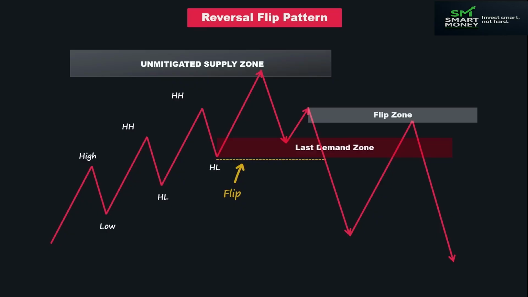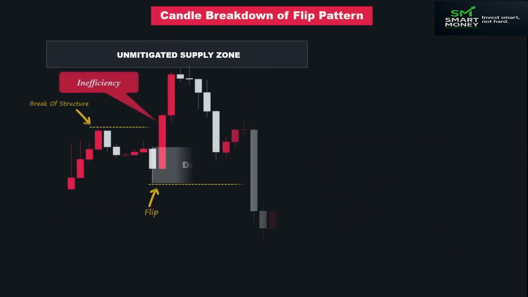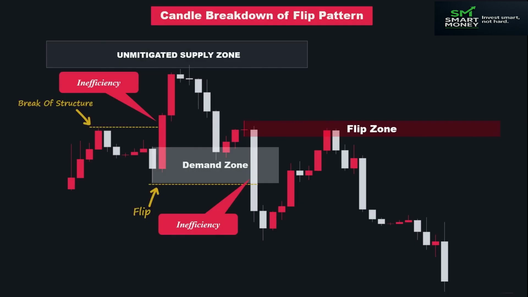This allows us to use both aggressive and conservative entry types to execute trades within flip zones. However, before delving into the specifics of each entry type, let's take a moment to break down the flip pattern through a quick candle analysis. The effectiveness of the flip pattern is greatly enhanced when the price exhibits an aggressive push away from demand or supply zones, swiftly breaking through the last demand zone and leaving behind an inefficiency.